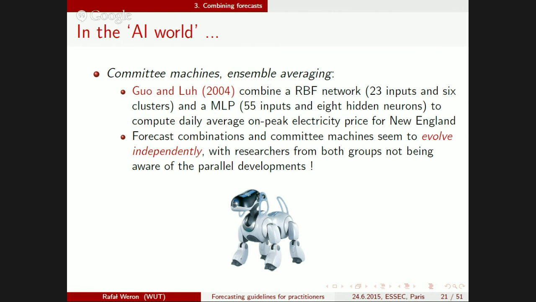It seems that forecast combinations in the statistics and econometrics literature, and committee machines in the engineering literature, evolve independently. It seems the authors are not aware of the developments in both areas. This is something that has to be changed. Apparently, both sides can learn from the developments in the other sector.